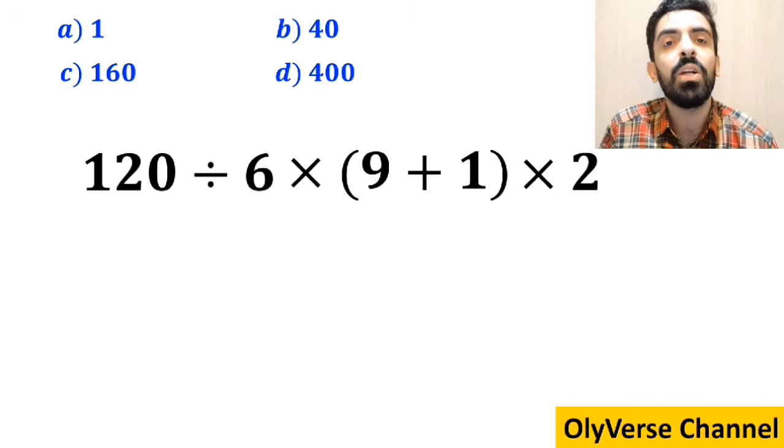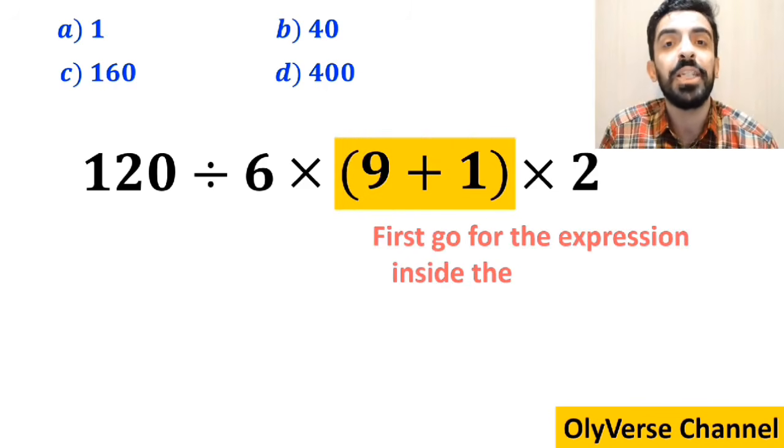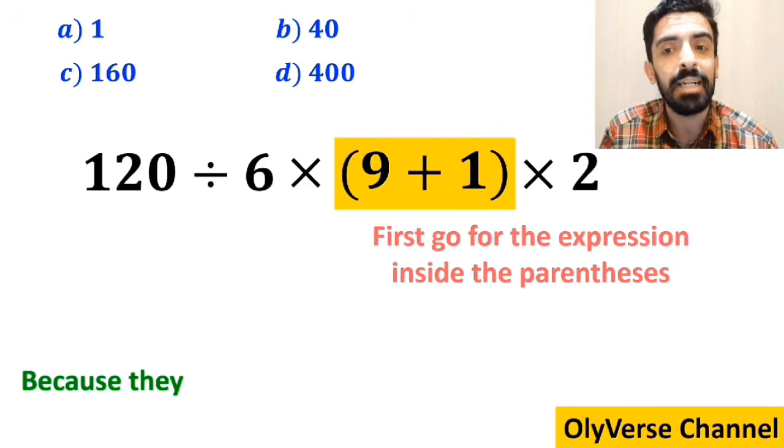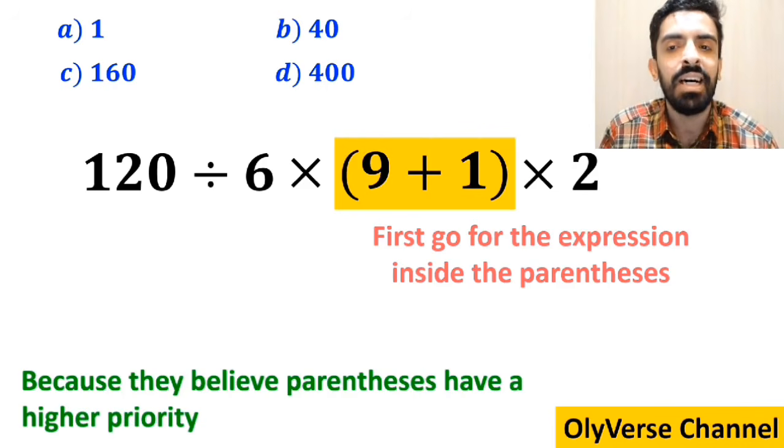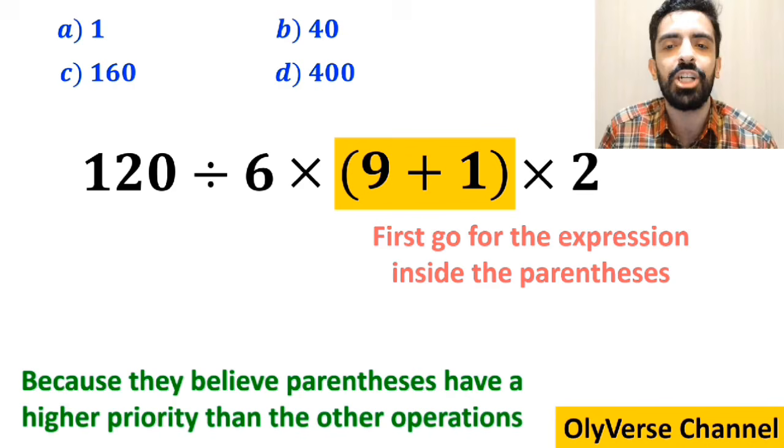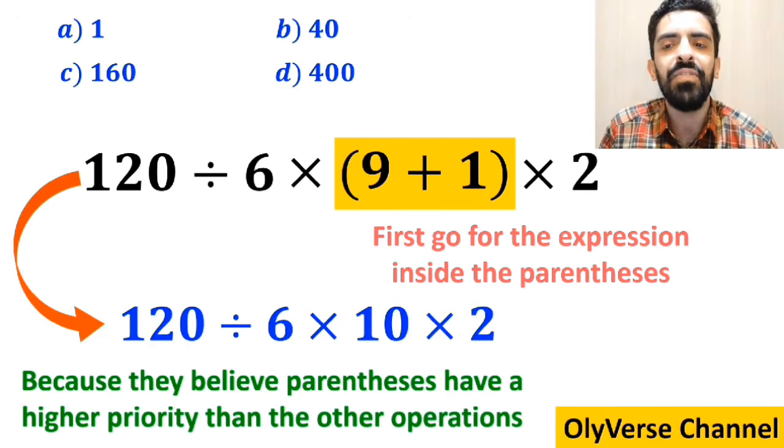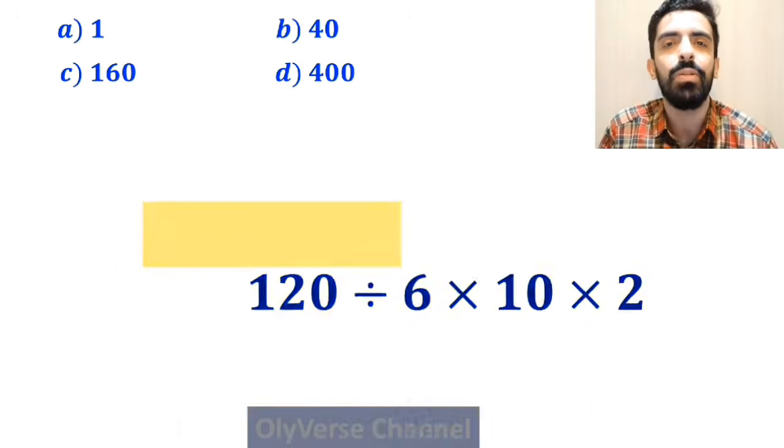Many people, when trying to solve this question, first go for the expression inside the parentheses because they believe parentheses have a higher priority than the other operations. So, they simplify this expression to 120 divided by 6 multiplied by 10 and again multiplied by 2.